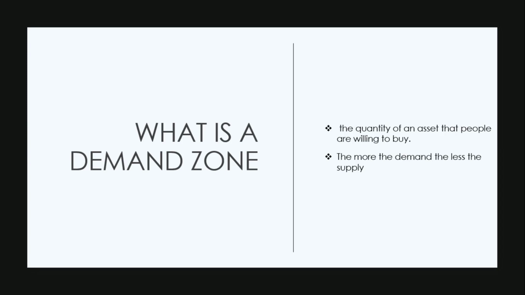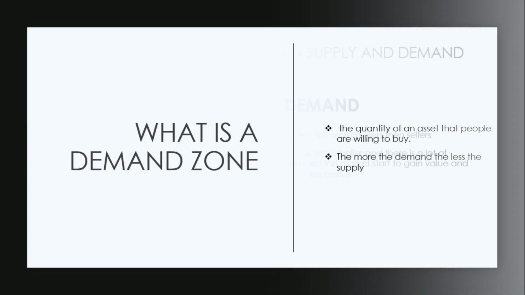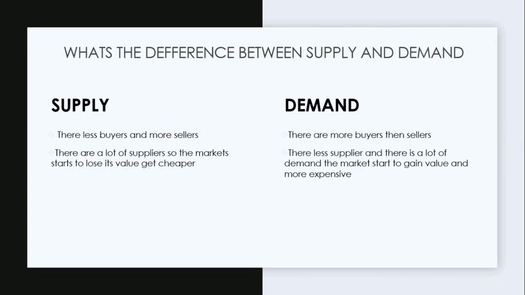But let's go to the next one. What's the difference between supply and demand? Supply has fewer buyers and more sellers, while demand has more buyers and fewer sellers. You get it? That's two different things. The supply is more of selling, and the demand is more of buying. You get me there? Okay.